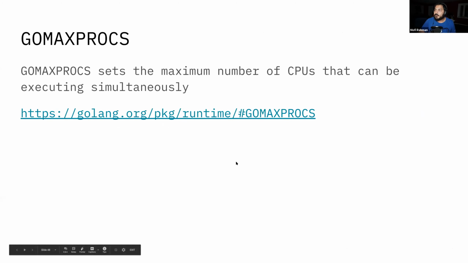So this is a variable. You can set the value yourself, but by default, as of 1.5, it is set to the number of CPUs you have available in your machine. So you don't really have to worry about that particular variable anymore, but it's there if you want to tweak with it.